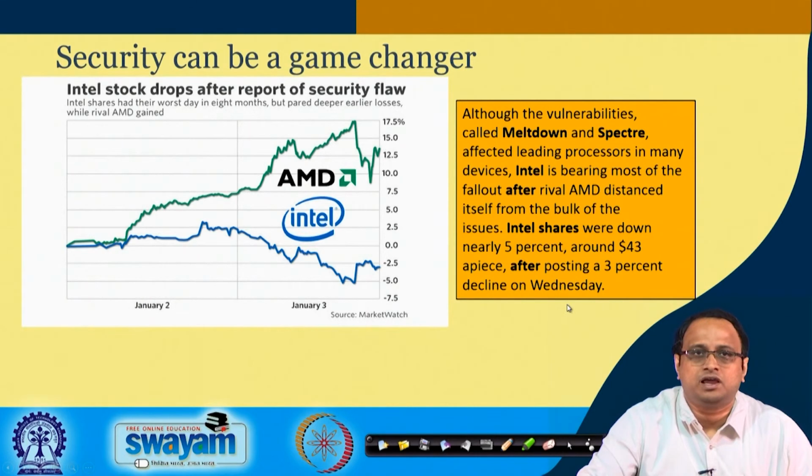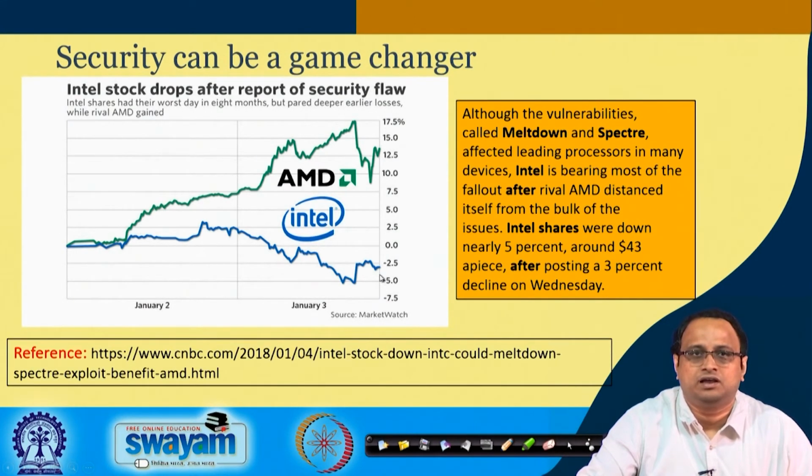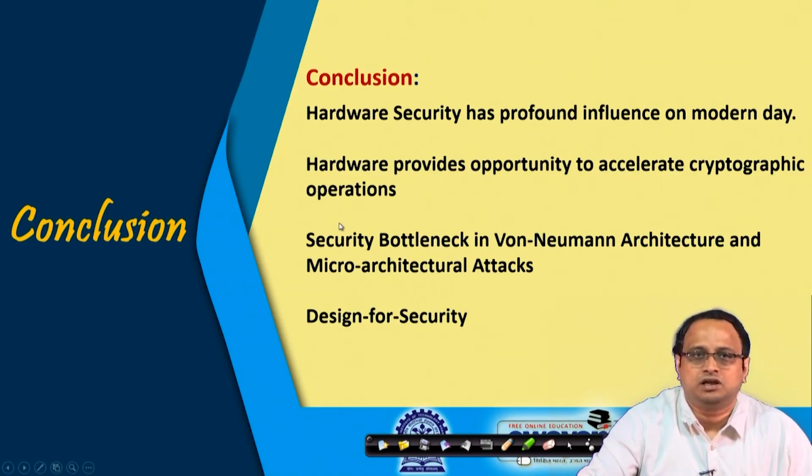On the other hand, security can be a game changer. This diagram shows how the stock was hit for Intel, for example, when there was this discovery at the beginning of this year, and it shows that the Intel stock fell significantly. The Intel share went down by nearly 5%, and therefore it shows that a security vulnerability can indeed be quite costly.